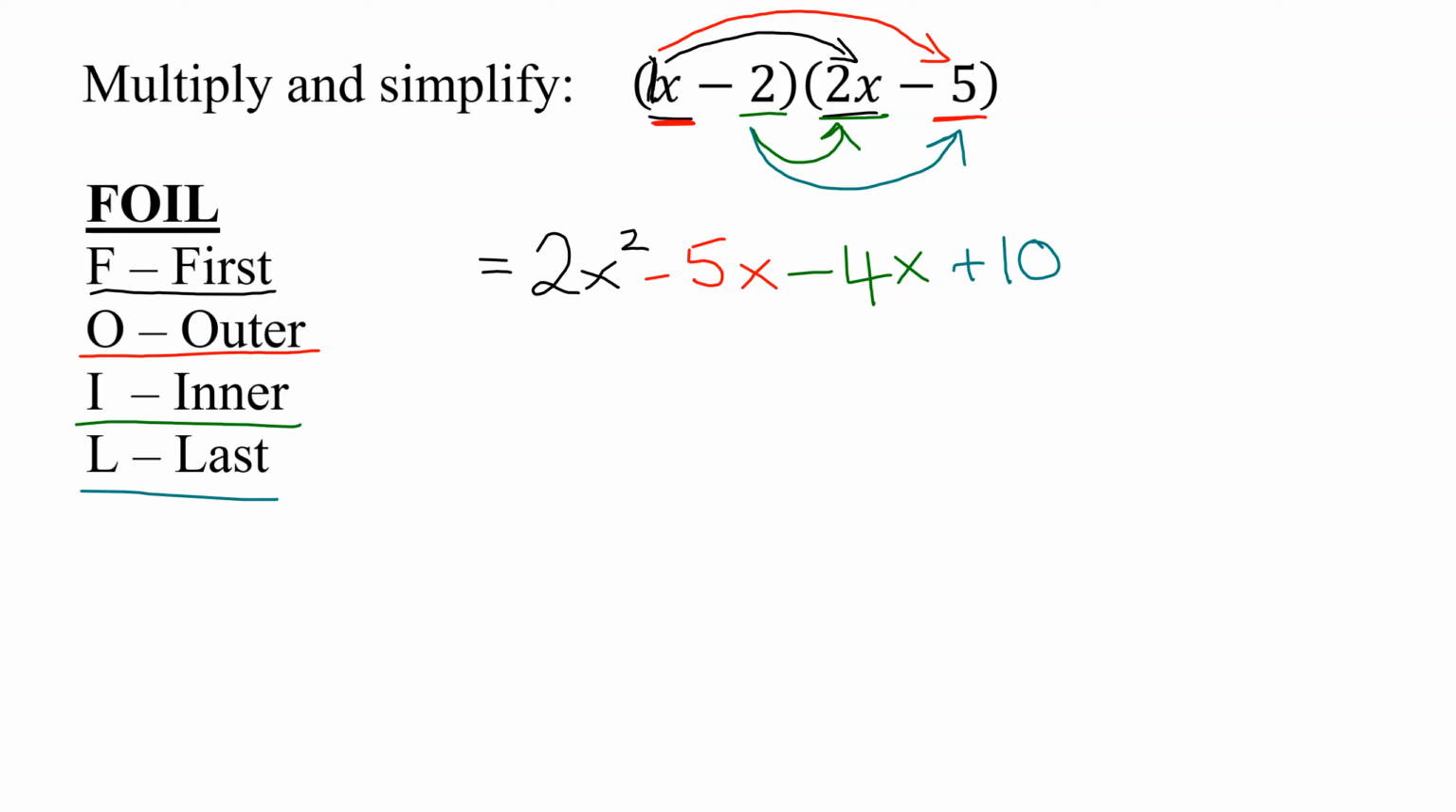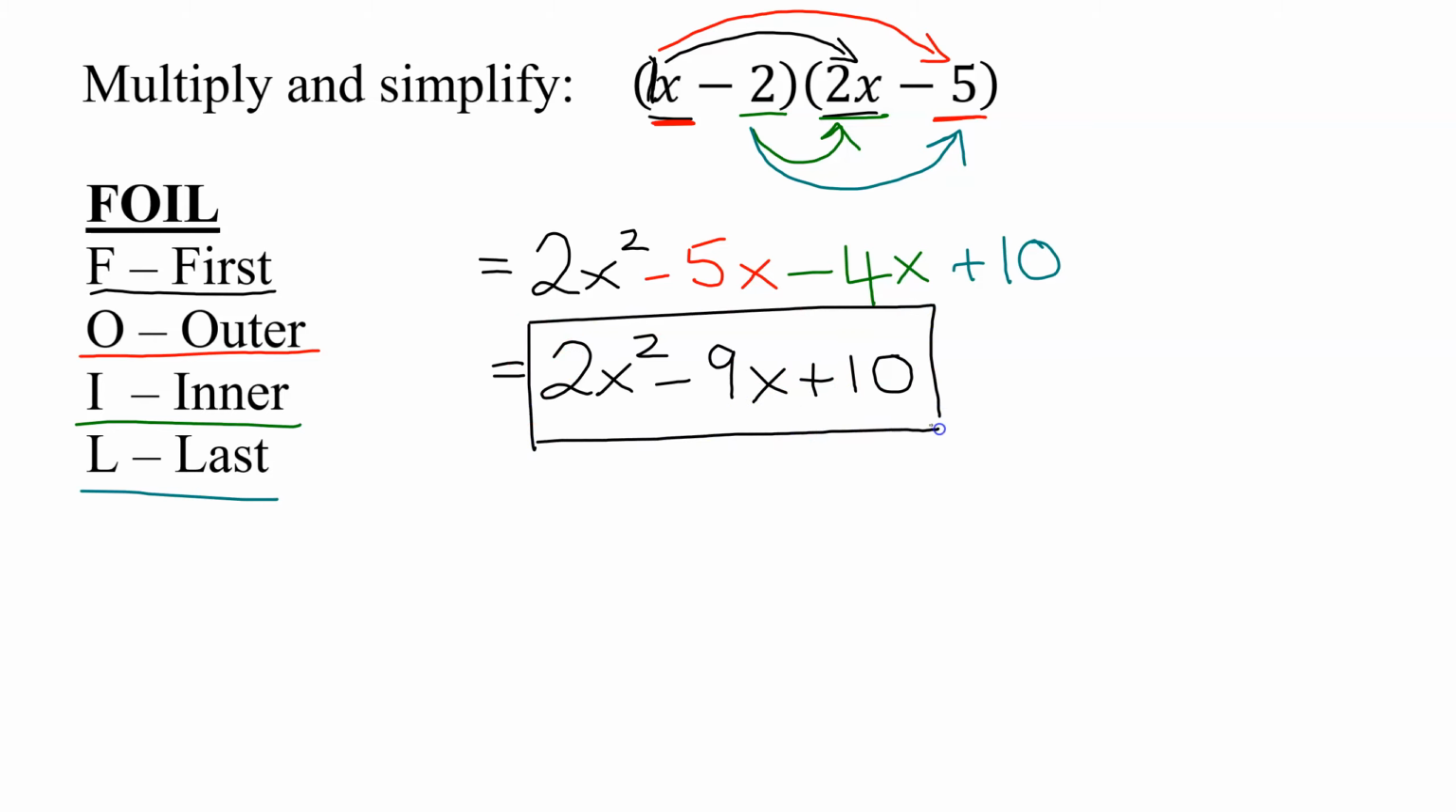So now I've completed FOIL, all I have to do is look for like terms to simplify. Do we have any like terms? Yes, the middle two terms are like terms. So I'm going to get 2x squared, then negative 5x minus 4x. Well, negative 5 added to negative 4 is a negative 9x, and then just plus 10. These are all unlike terms, so that is my answer. 2x squared minus 9x plus 10.